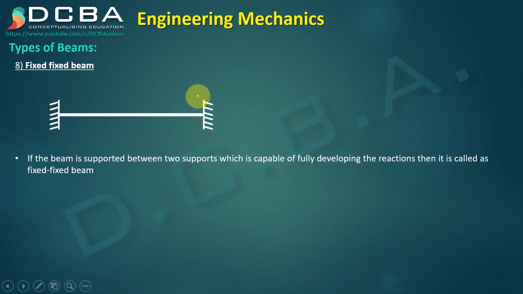So it is a beam which is supported between two supports, which is capable of fully developing the reactions. Then it is called as fixed beam. Fully developing means it can develop all types of reactions, vertical, horizontal, moment, everything, right?